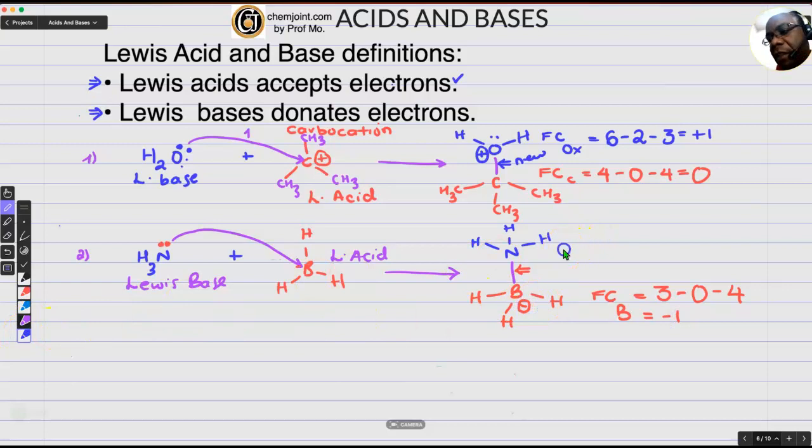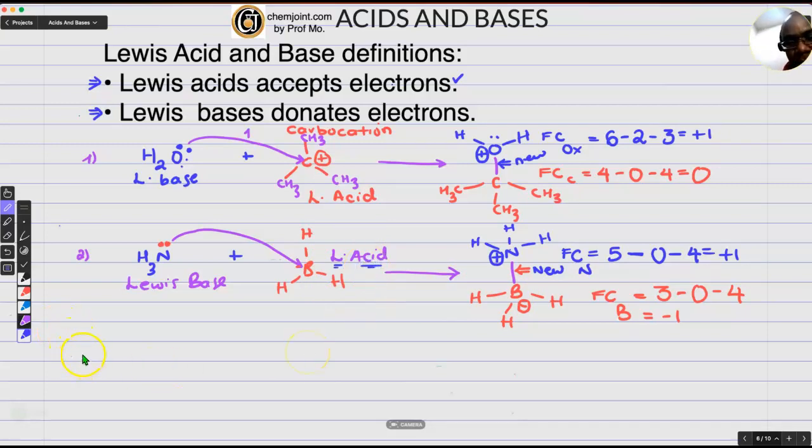What of the nitrogen? The nitrogen is in main group 5 of the periodic table, so it has a valency of 5. There's no lone pair on the nitrogen, yet I have 4 bonds on the nitrogen. I end up with +1, so I have to show positive. So again, nitrogen donated the lone pair to make the new bond, so it's the Lewis base, and then boron trihydride accepted the 2 electrons, is an electron acceptor, so it's the Lewis acid.